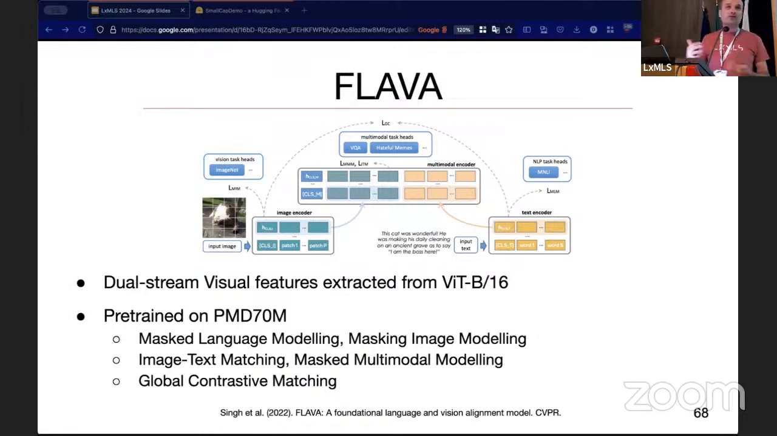And what the authors showed with this approach is that you could then use things like the image encoder alone or the text encoder alone, in addition to learning a good multimodal model. And this was quite an exciting advance at the time.